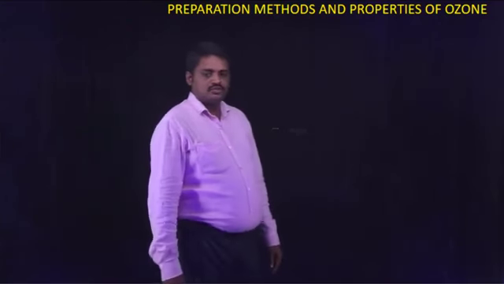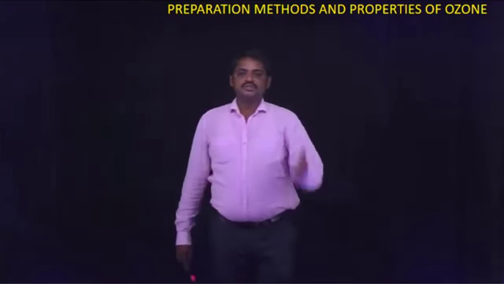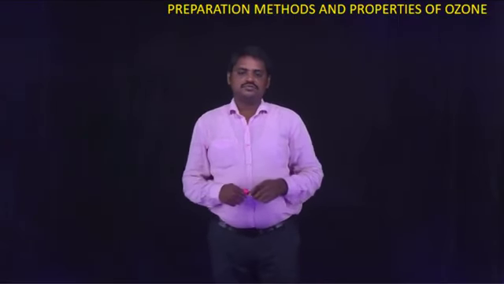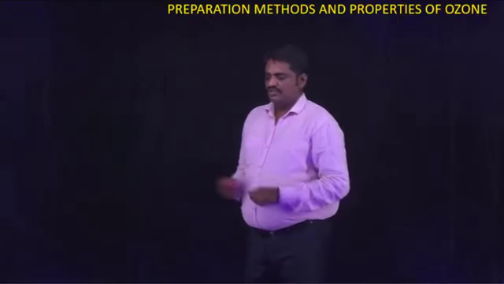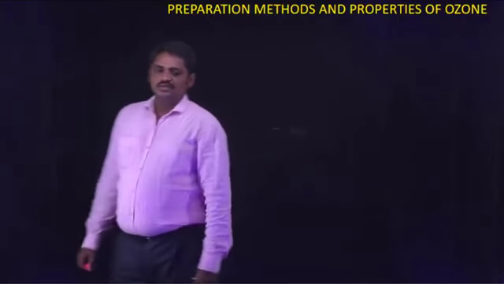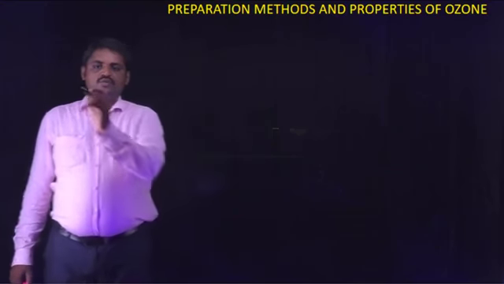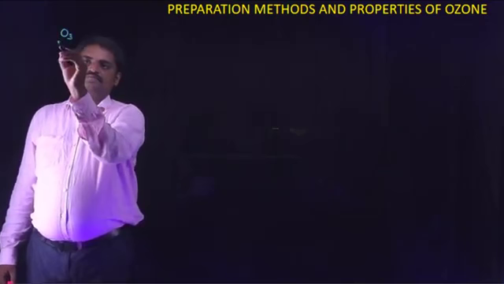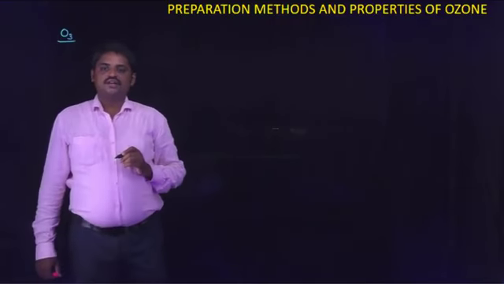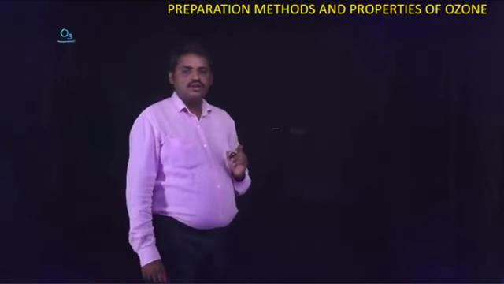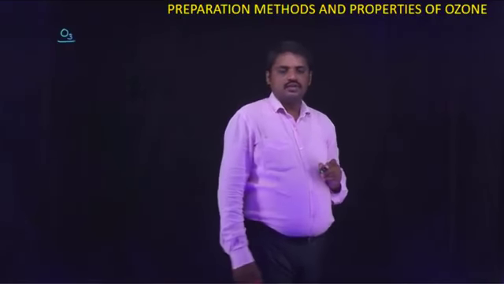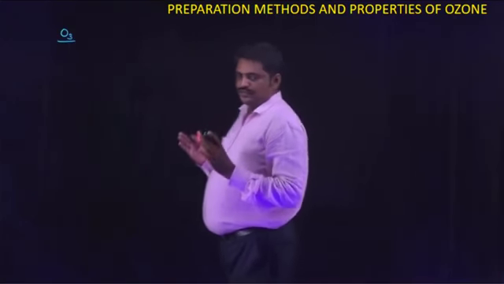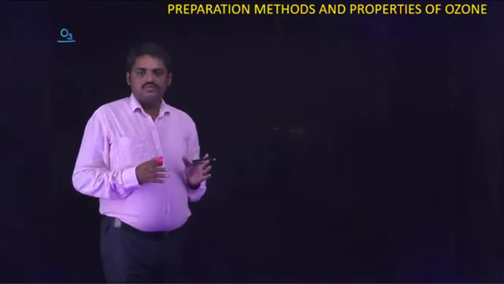We are going to learn about preparation methods and properties of ozone. First of all, the chemical formula of ozone is O3. Ozone is one of the allotropes of oxygen.